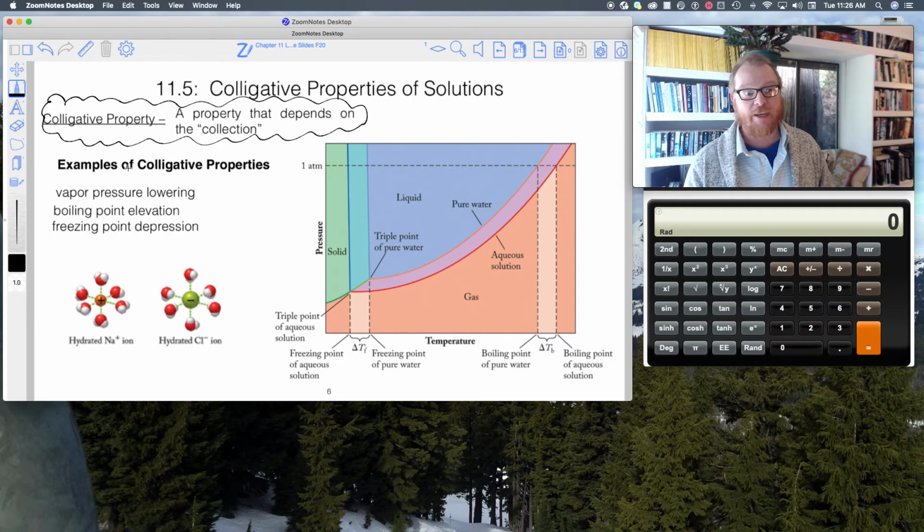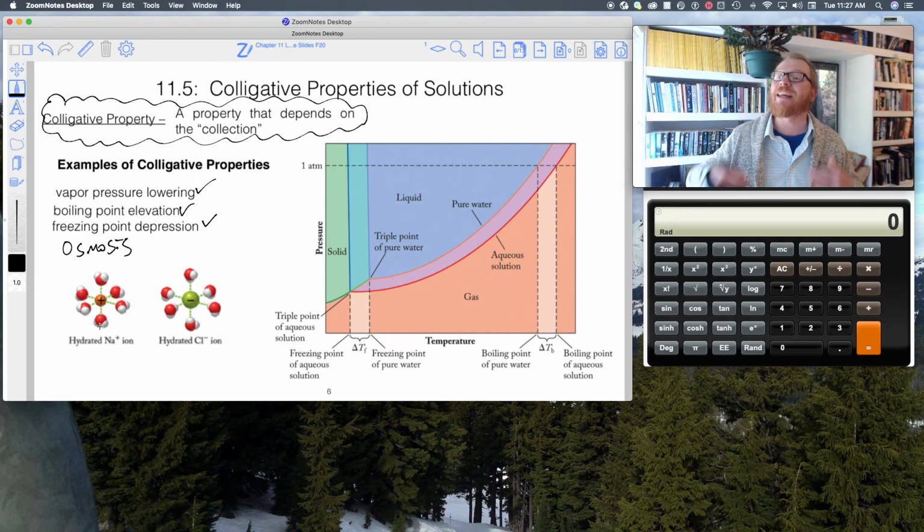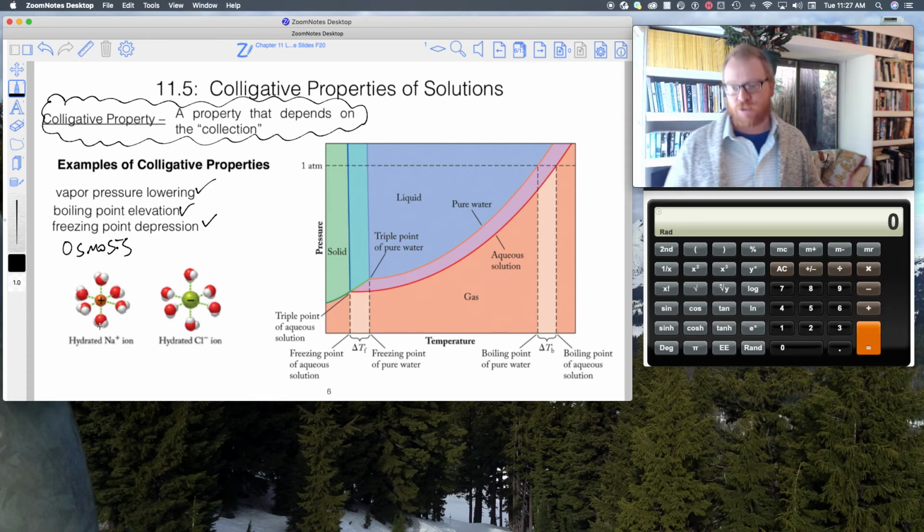So examples of colligative properties, vapor pressure lowering, like we just talked about. And the other two important ones that we'll talk about, boiling point elevation, freezing point depression, and then the last thing that I forgot to include on this list, osmosis. Okay, so osmosis is definitely dependent on how many things are dissolved in solution.